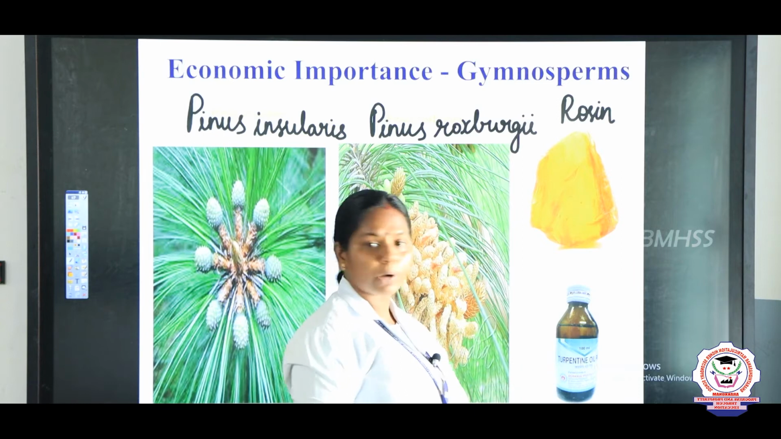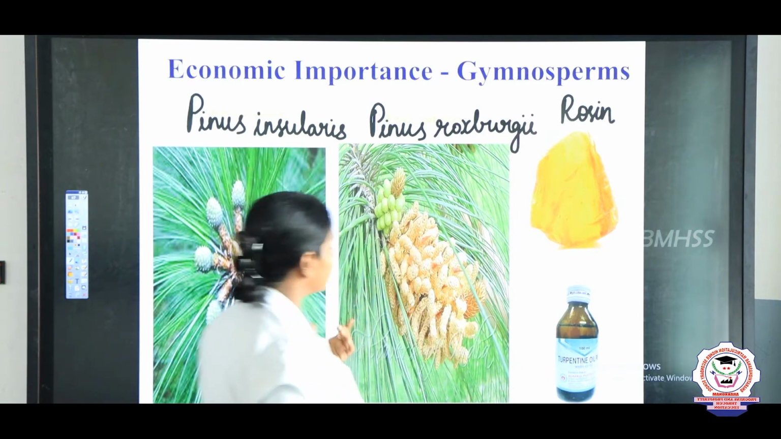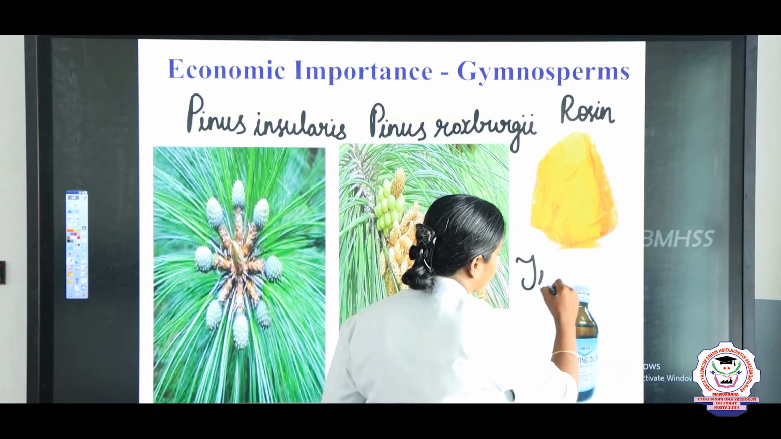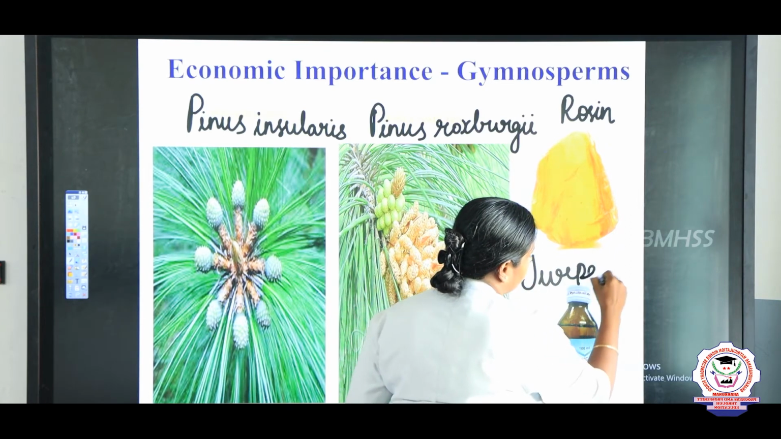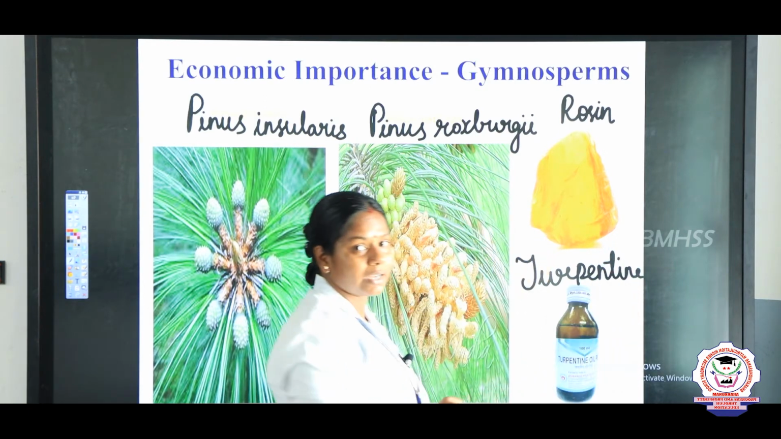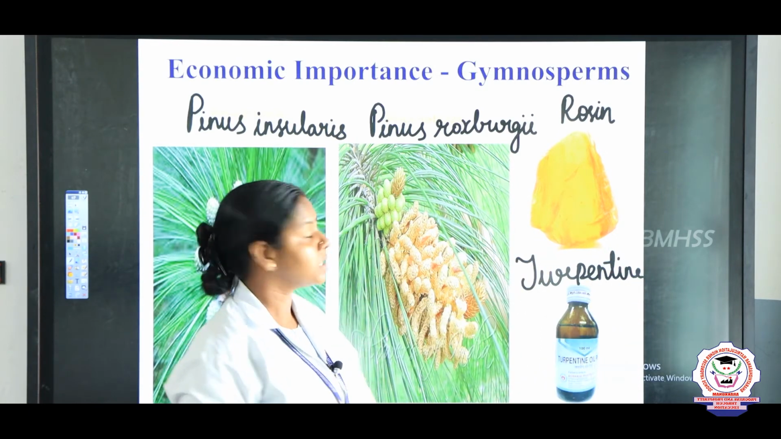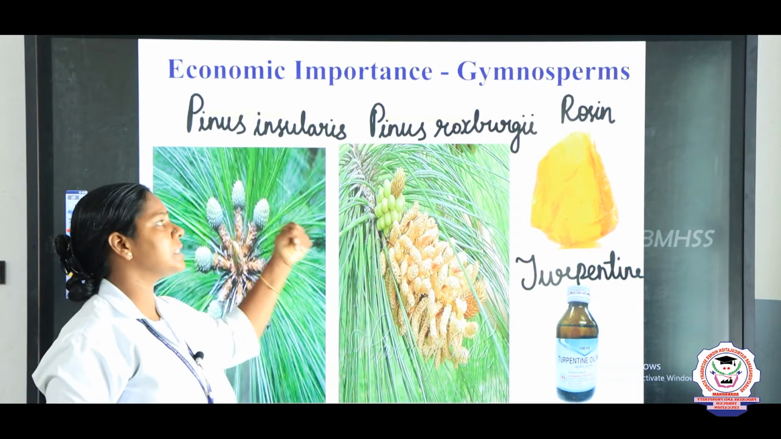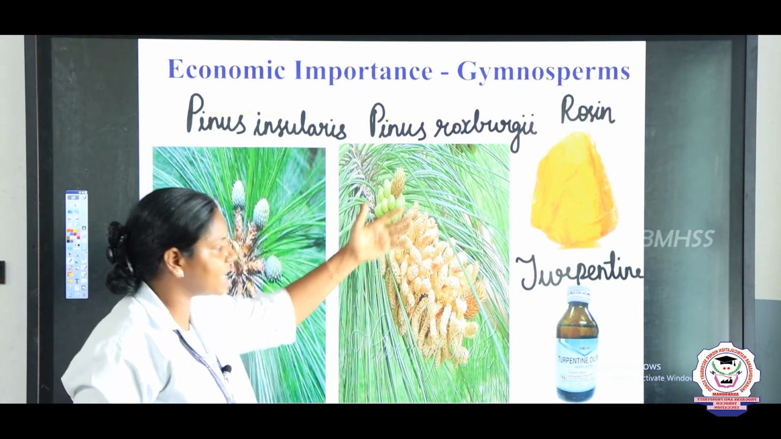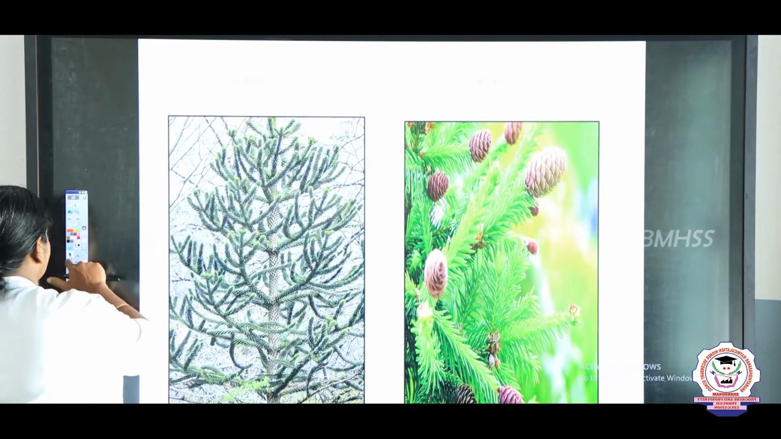The next product we obtain from these plants is turpentine. Turpentine we use to apply on wood as varnish. So Pinus insularis and Pinus roxburghii produce the substances rosin and turpentine.